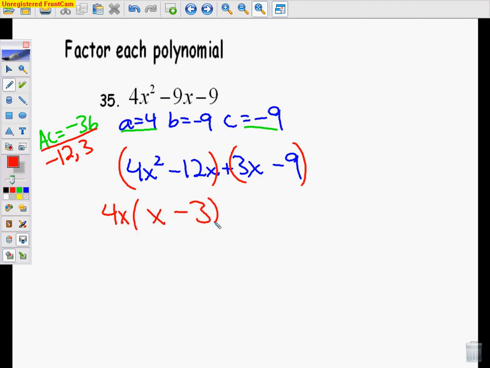And then what's the GCF of the second set of parentheses? That would be a positive 3. Left again is x minus 3. Now notice, these two parentheses are the same. They need to be. If they're not, you've done something wrong.